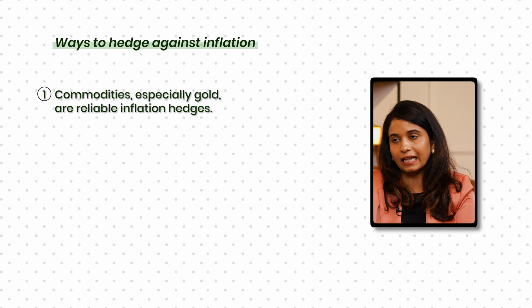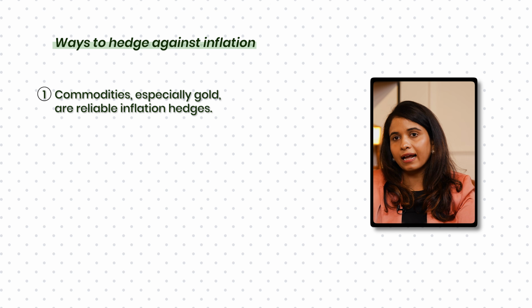Having said that, I think there are basically two big ways to hedge against inflation. One, commodity prices tend to move with inflation, especially gold prices. So if you're living in an inflationary regime, creating a space in your portfolio for commodities, and particularly within commodities, gold, because it's one of the safest commodities you can hold, adds value.